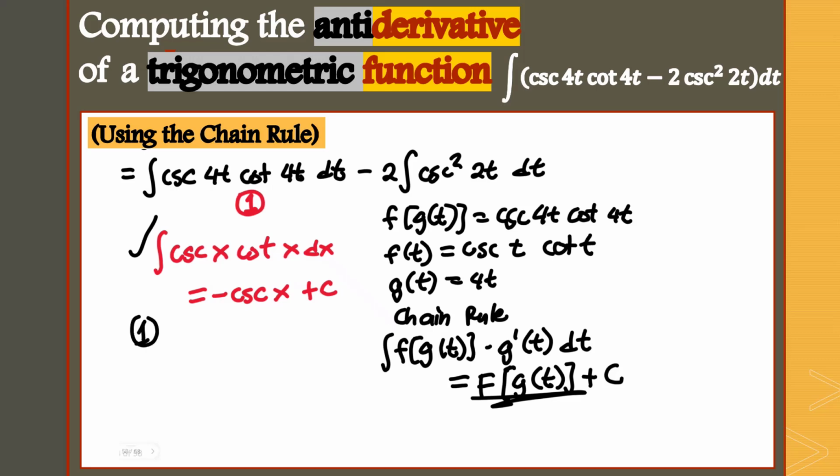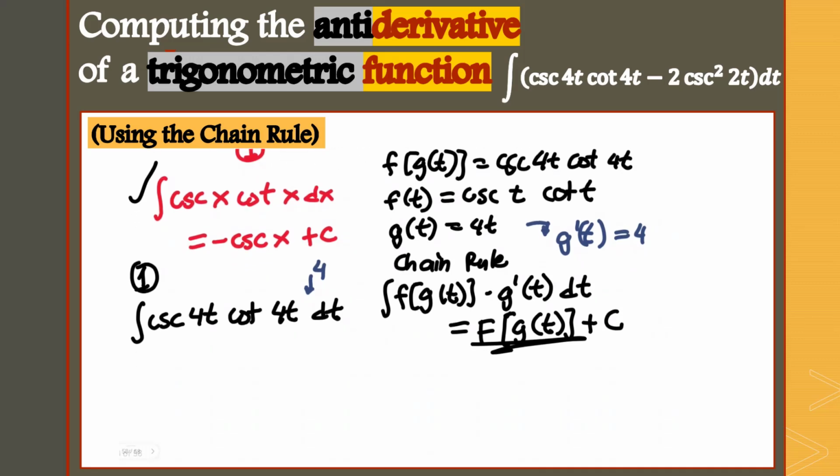This is for 1. So you have here the integral of cosecant 4t cotangent 4t dt, right? But we need to introduce g prime of t in order for us to use the chain rule. And that would mean this would be here. The g prime of t is actually the derivative of 4t, which is 4. So we need to introduce here 4.